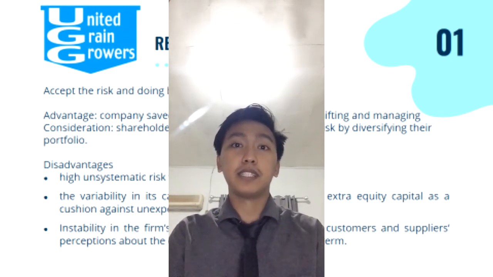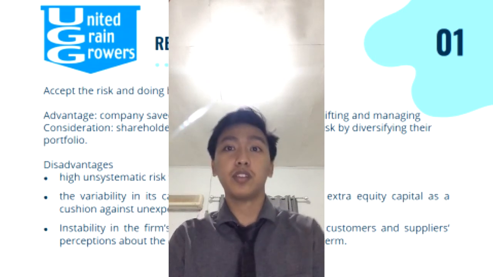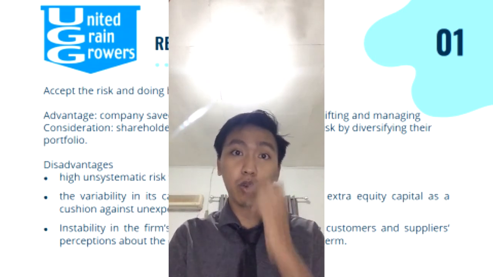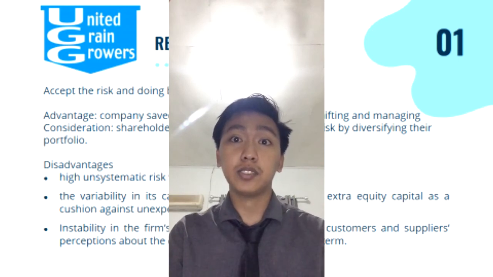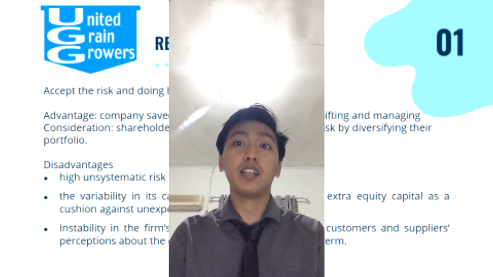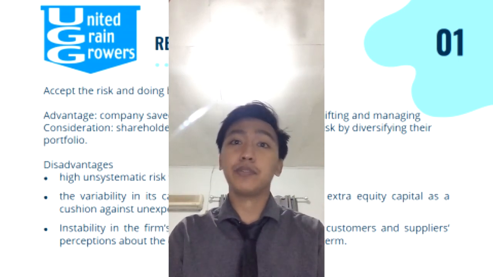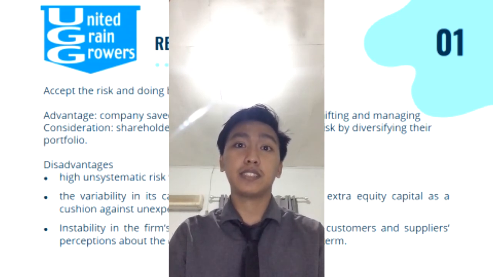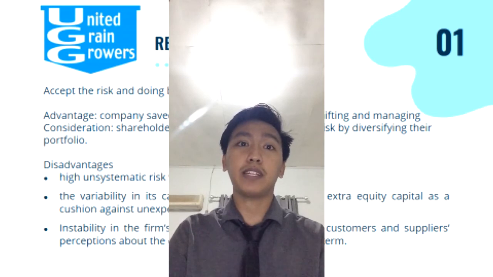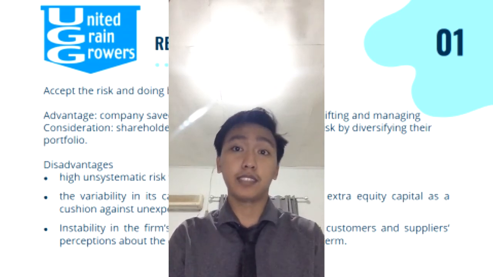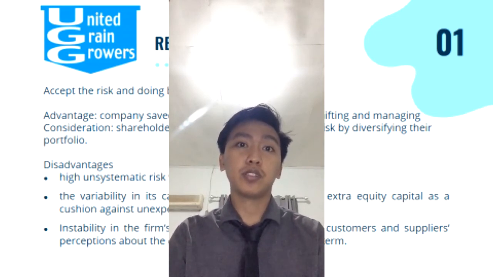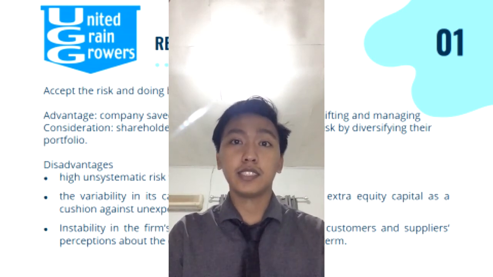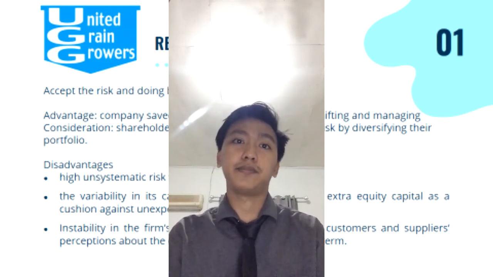The variability in its cash flows caused United Grain Growers to hold extra equity capital as a cushion against unexpected low cash flows in any given year. If the firm could reduce its weather risk, it could increase the proportion of the firm financed with debt without paying higher yields, which in turn would allow it to gain additional interest tax shields.